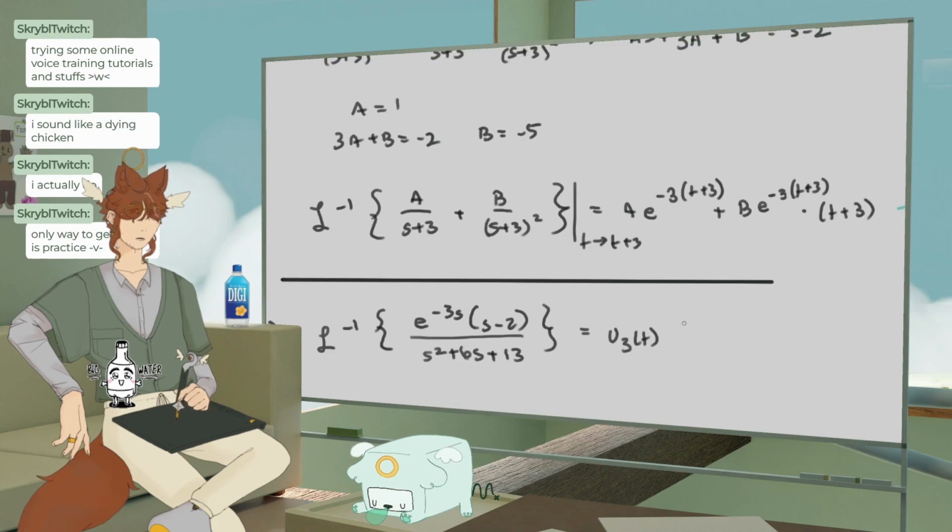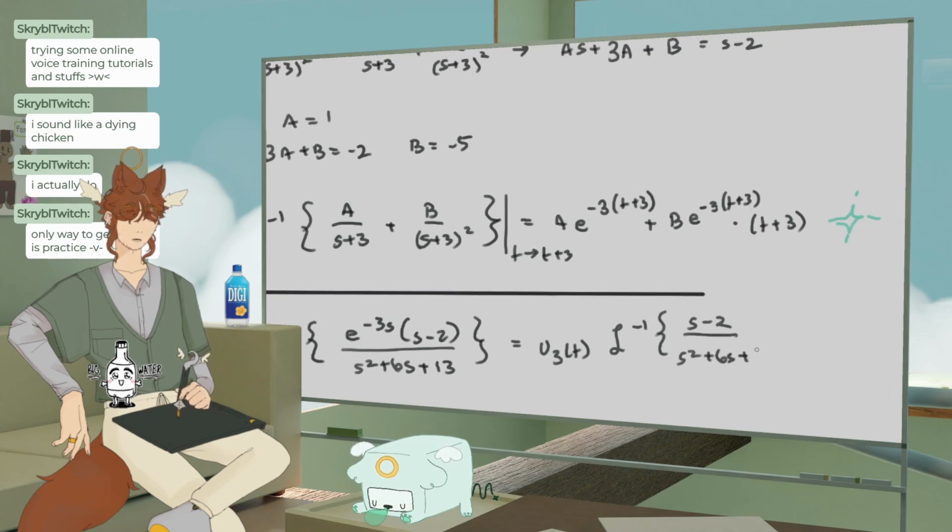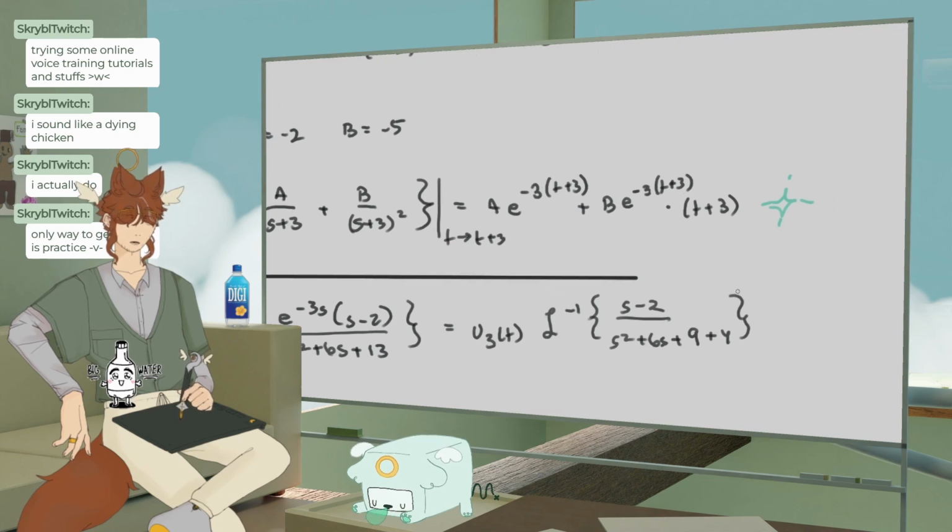Okay, so we did that, and we're gonna properly carry this through. S minus 2 over s squared plus 6s plus 9 plus 4, which is nice. I like seeing a 2 there, and I like seeing not 2. It's gonna make our lives so lovely. T plus 3.